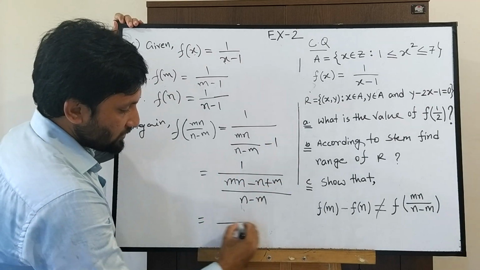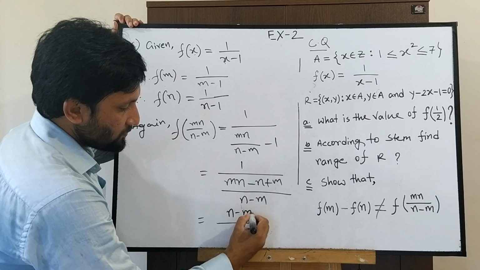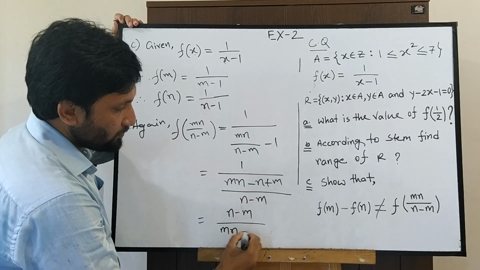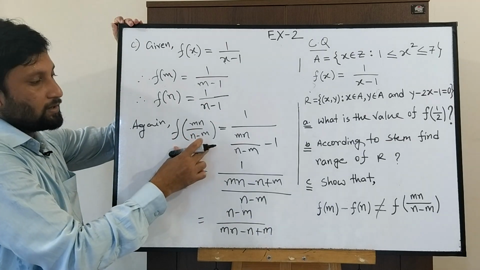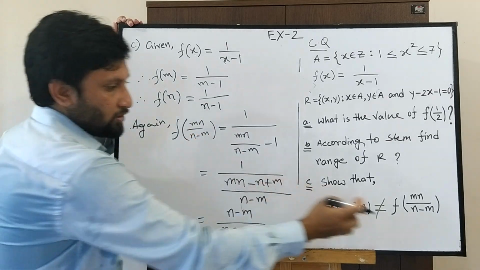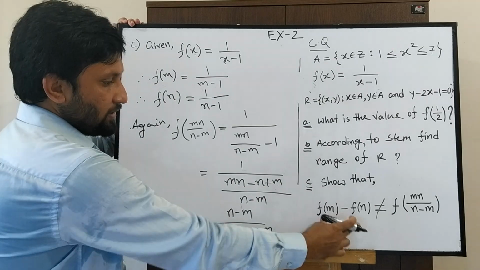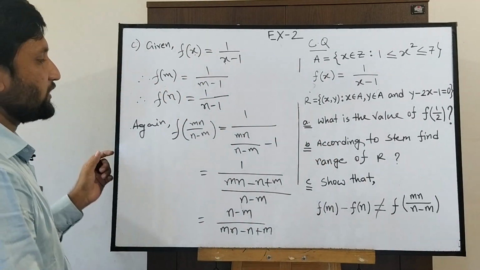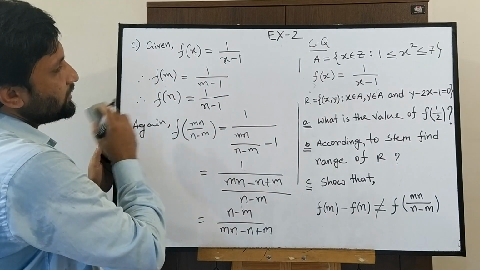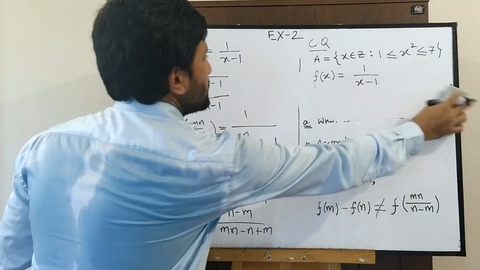So by reciprocal we get n minus m divided by mn minus n plus m. This is the value of f of mn divided by n minus m, the right hand side. Now we see the value of the left hand side, f of m minus f of n. Here we write this part.